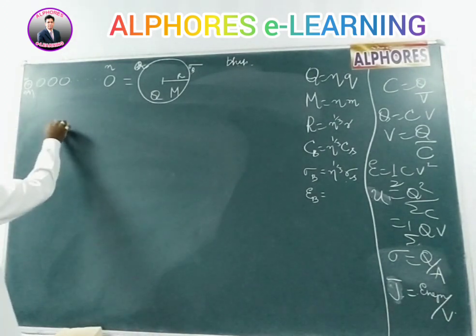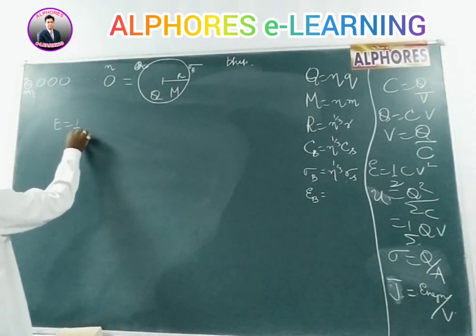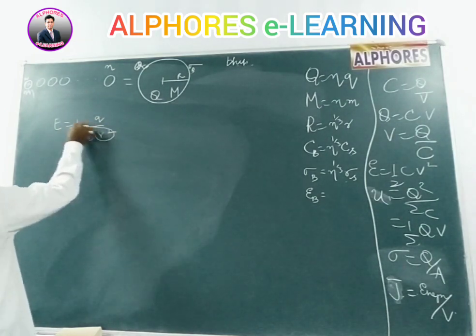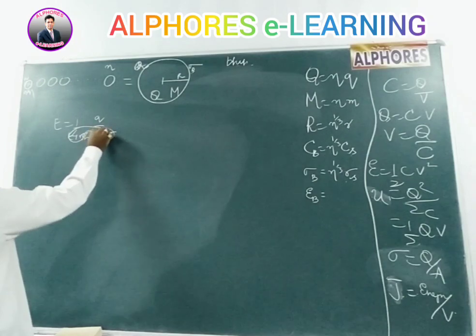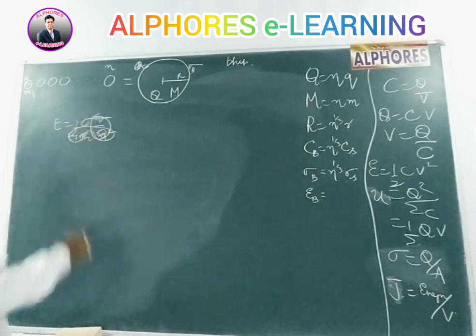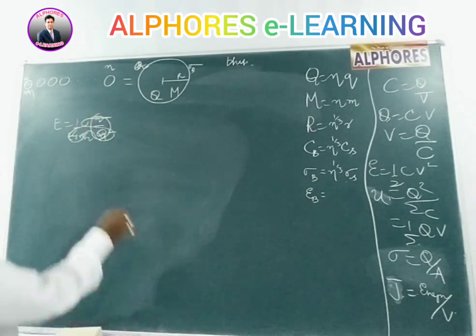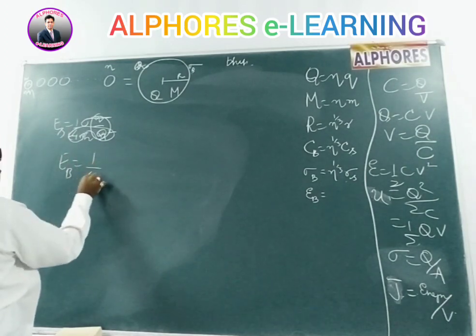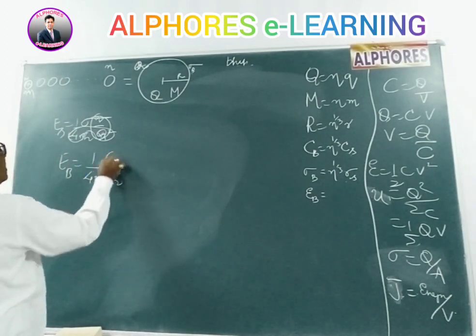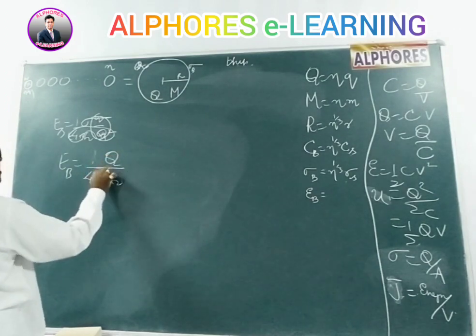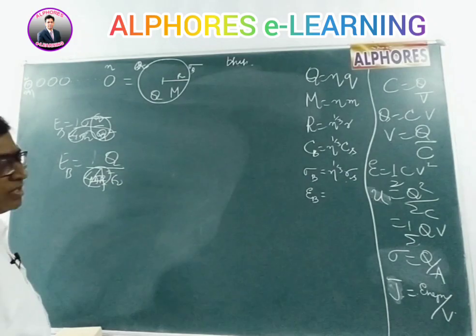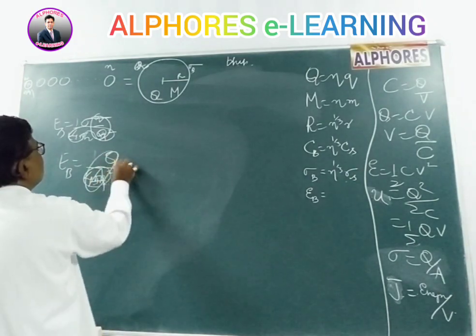The electric field E is equal to 1 by 4 pi epsilon naught charge q by r square. You know, 4 pi r square is area. So charge per unit area is sigma. Therefore, the electric field of the bigger drop, this is for the smaller. Similarly, it is 1 by 4 pi epsilon naught charge Q big by R square. Well, 4 pi R square is capital A, and Q by capital A is sigma.